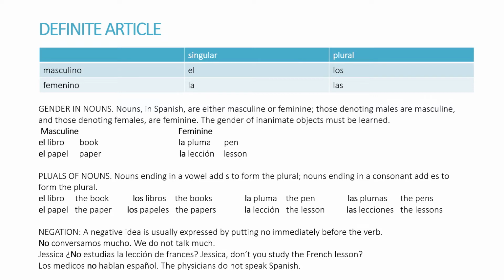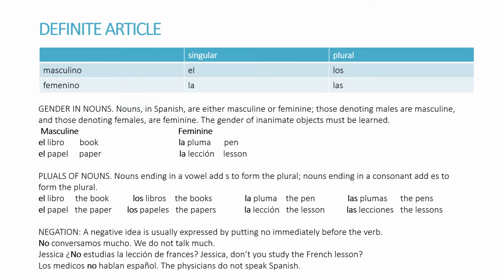La pluma is a singular subject associated with an article. To convert that to plural, we need to use las plumas. We change the article to a plural feminine article, las, and we add the letter S to the singular form of the subject. Pluma to plumas.